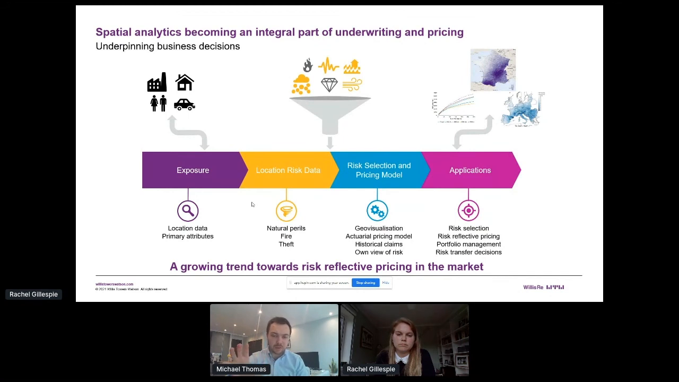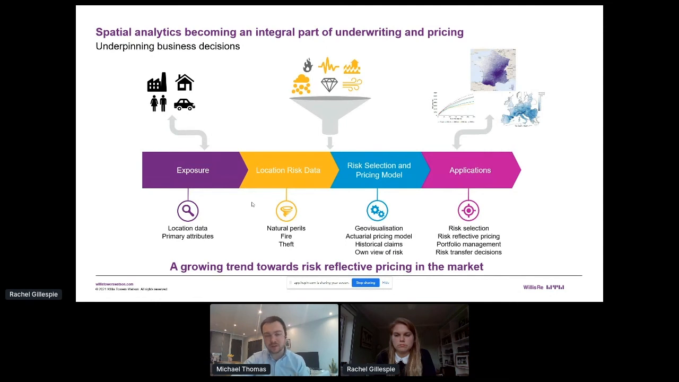But if we think about the core business applications here, it's around risk selection. So you can do that through automated APIs. You can do it through individual referrals to underwriters. But then you have the risk reflective pricing component, which incorporates all of what we talked about, exposure and location risk data, along with claims to come up with a risk reflective price.